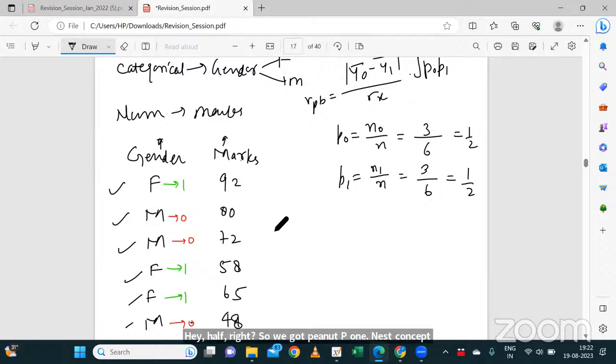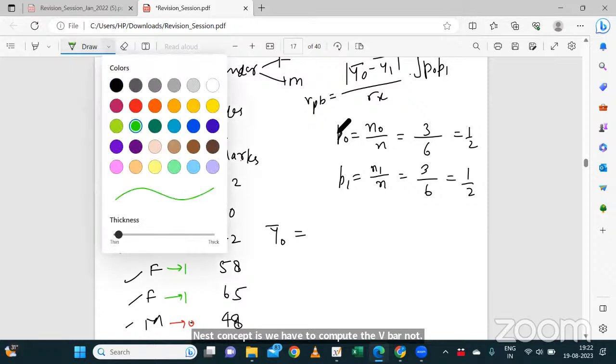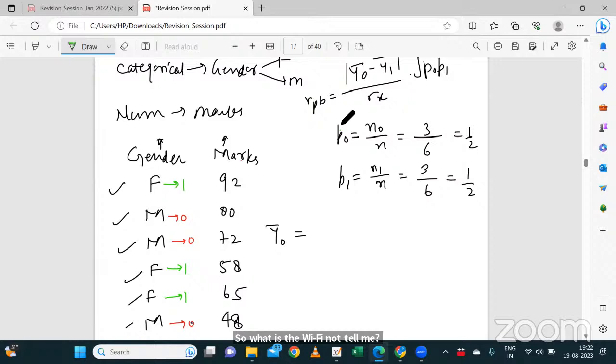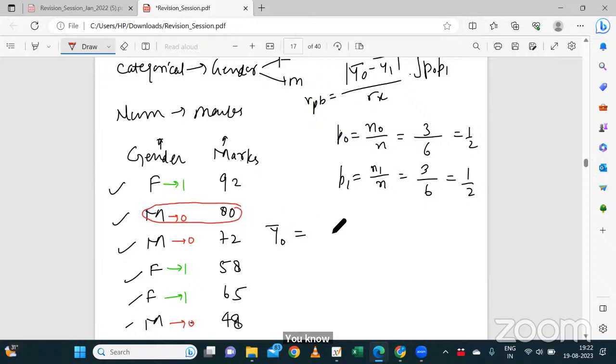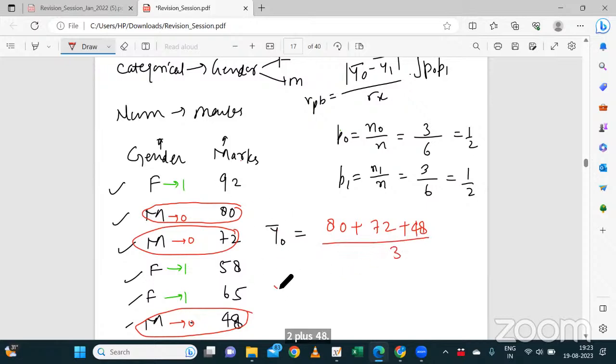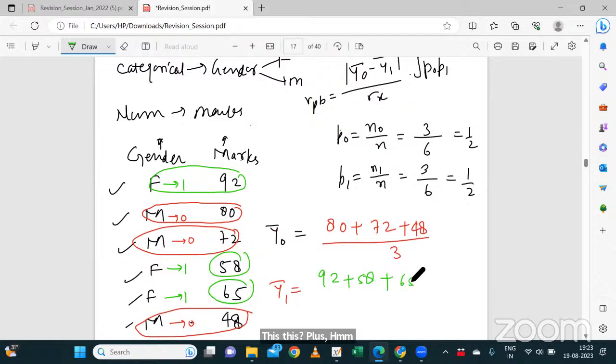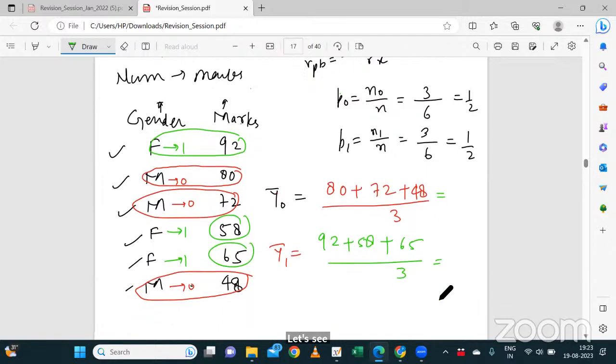Next we have to compute y bar naught. How will you compute it? It's an average, so we take the average of the observations associated with 0, that is, the male values: 80 plus 72 plus 48, divided by 3. What about y bar 1? It is 92 plus 58 plus 65, divided by 3. You will get some value here. I'm not going to compute it, I'm just giving you the idea.